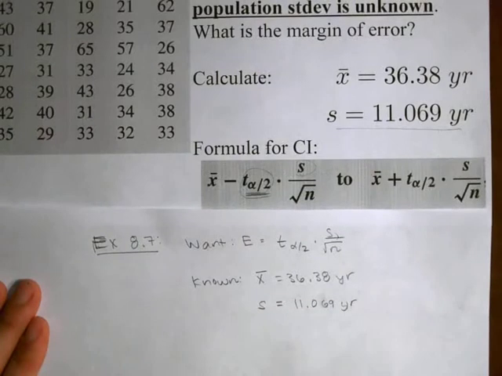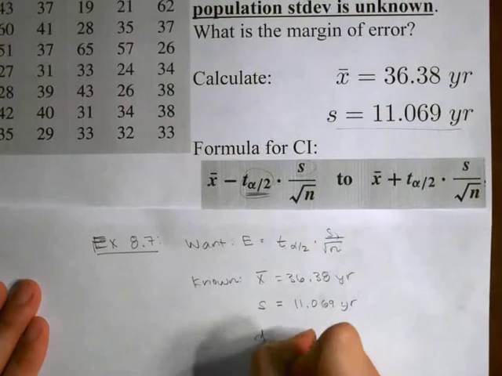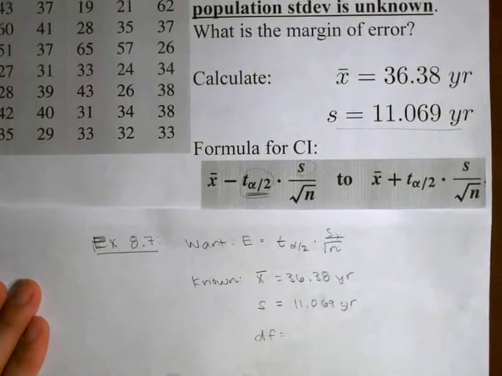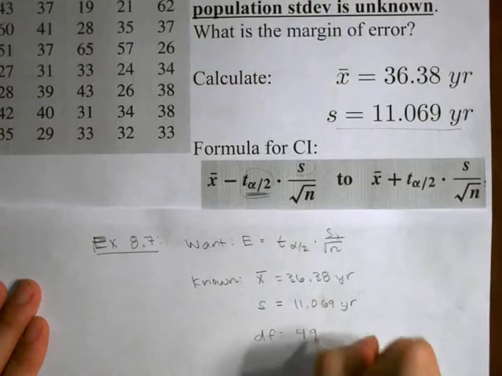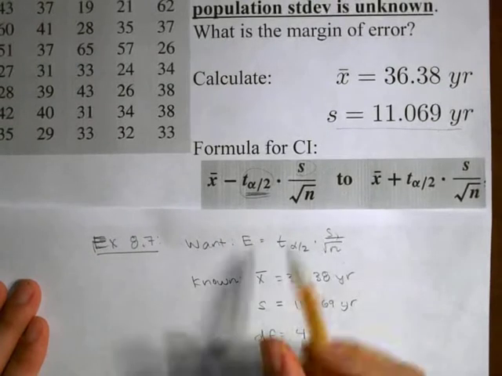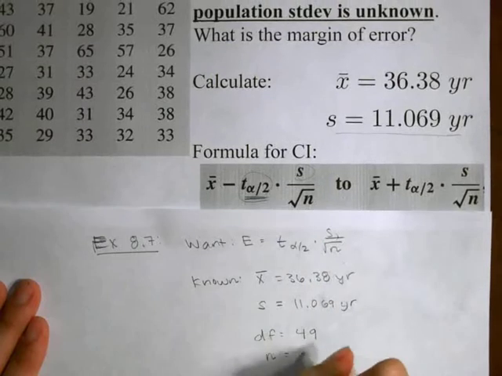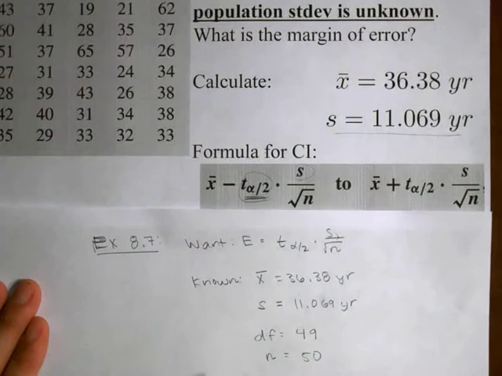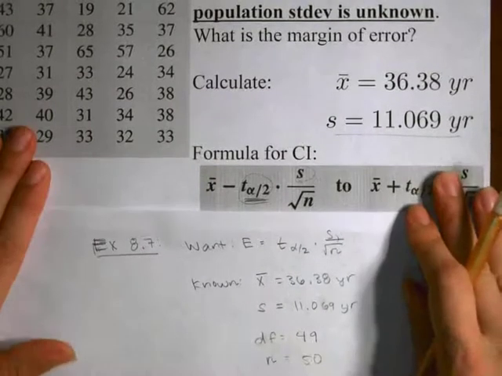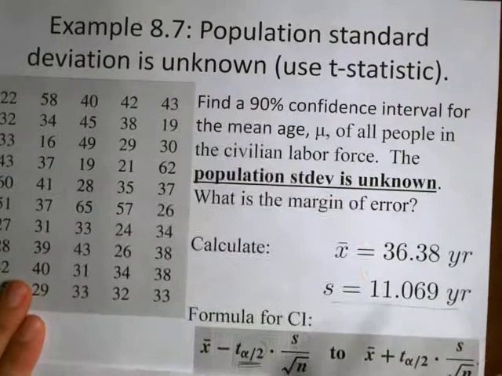And I need one more thing in order to use the t statistics, which is that I need the degrees of freedom. Degrees of freedom is the number of samples minus 1. So that's going to be 49. I should also go ahead and write down what n is because I do need the number of samples. So I'll write that n is 50.